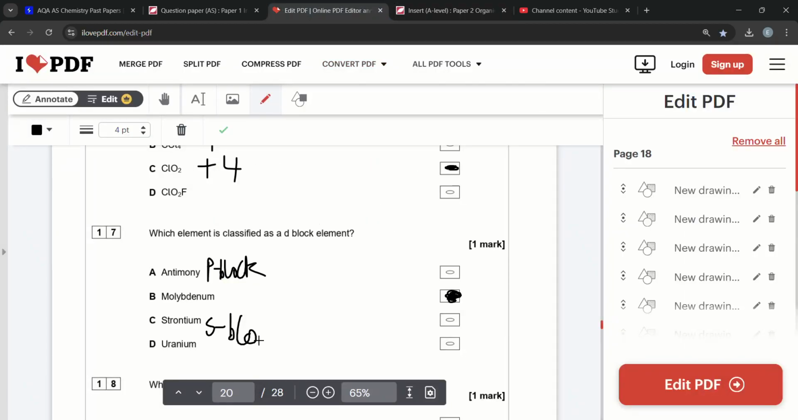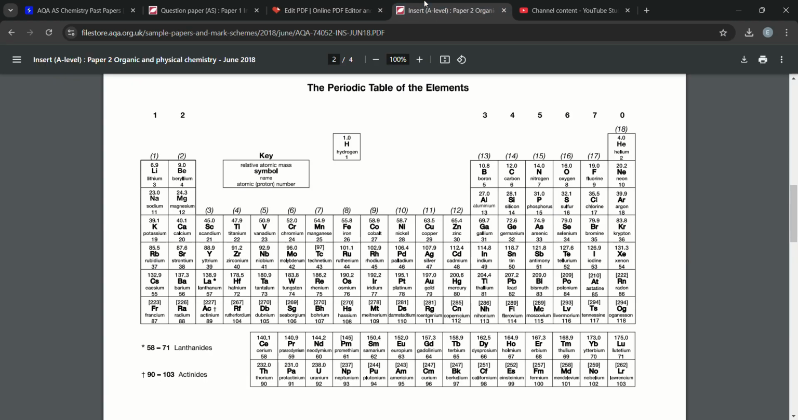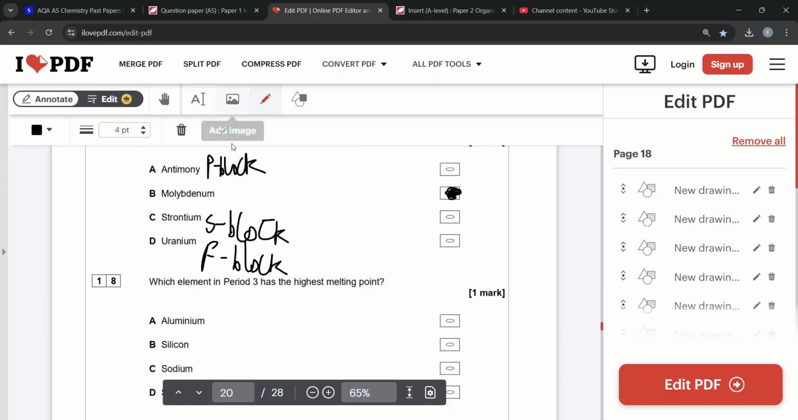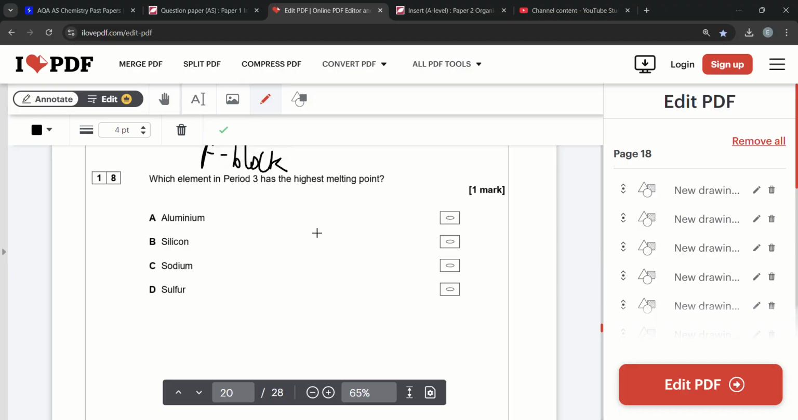You forgot about this skill that you have to do. I need to maybe go through it again, and then become a bit sharper. Uranium is in the f block. It's on the bottom, that's the f block. The f block is probably the easiest to learn because it's away from everything else. So B is molybdenum.